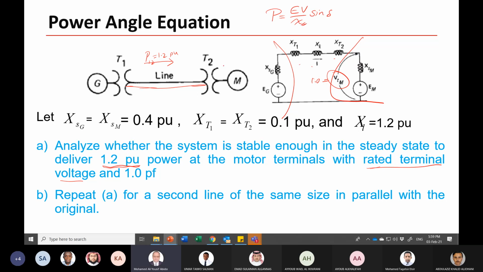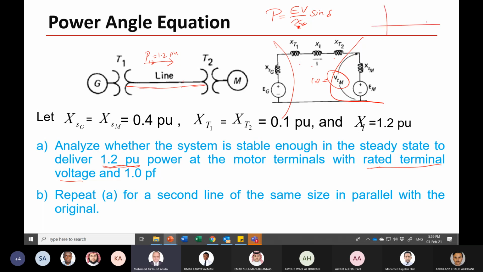Yes, in this case you have two transmission lines in parallel, so the equivalent reactance will be half of the line. We have a reduction of X, and if you decrease X here in the denominator, you can transfer more power. So the stability will definitely be improved.